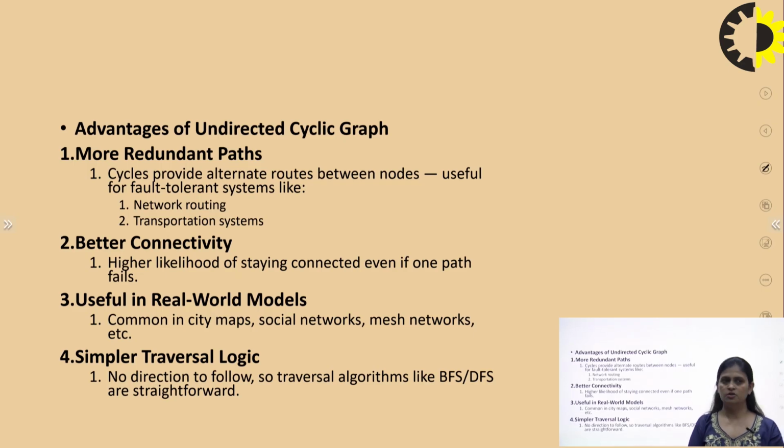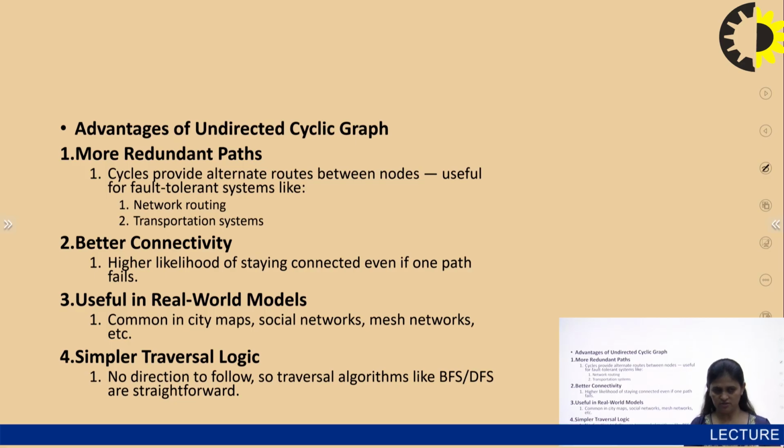Next, it is useful in real-world models. It is common in real-world models, used in city maps, social networks, and mesh networks. The fourth one is simpler travel logic. Simpler travel logic means there is no direction to follow when traveling. Algorithms like BFS and DFS are straightforward.